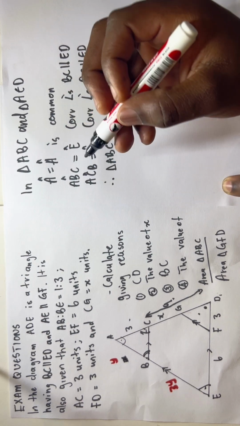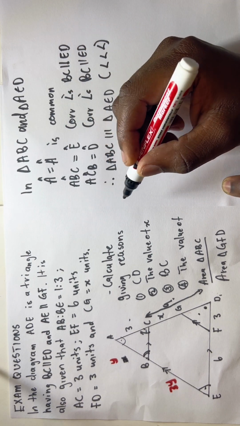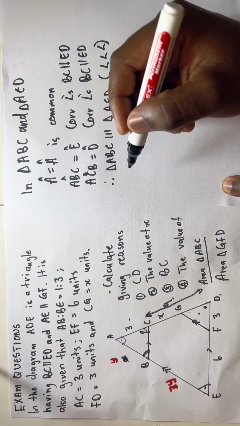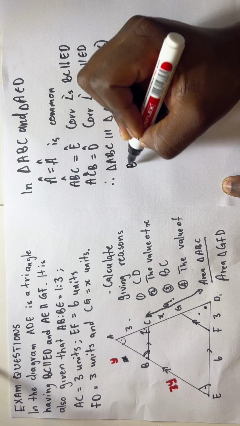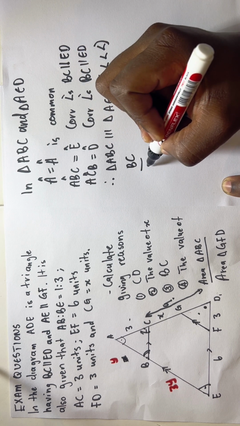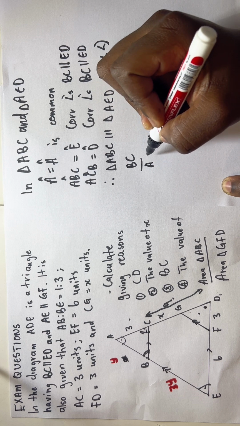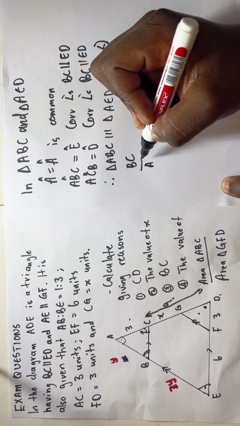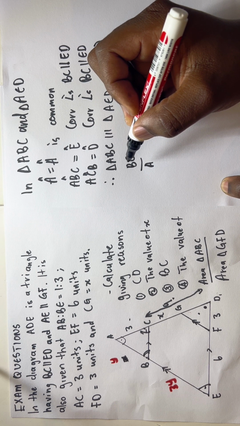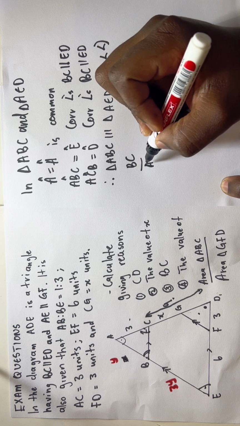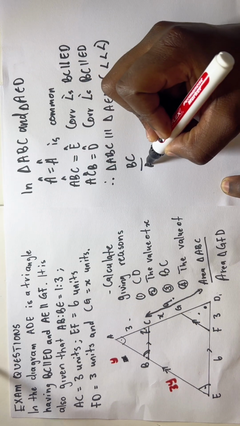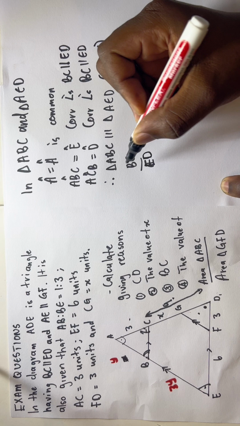You can say, all right, you can then now equate your BC. You can take your BC. You can say, isn't it that your BC over, which side can we take here? You can take your side ED. Let's say your BC over your ED, because you are looking for that. You can say BC over your side ED.